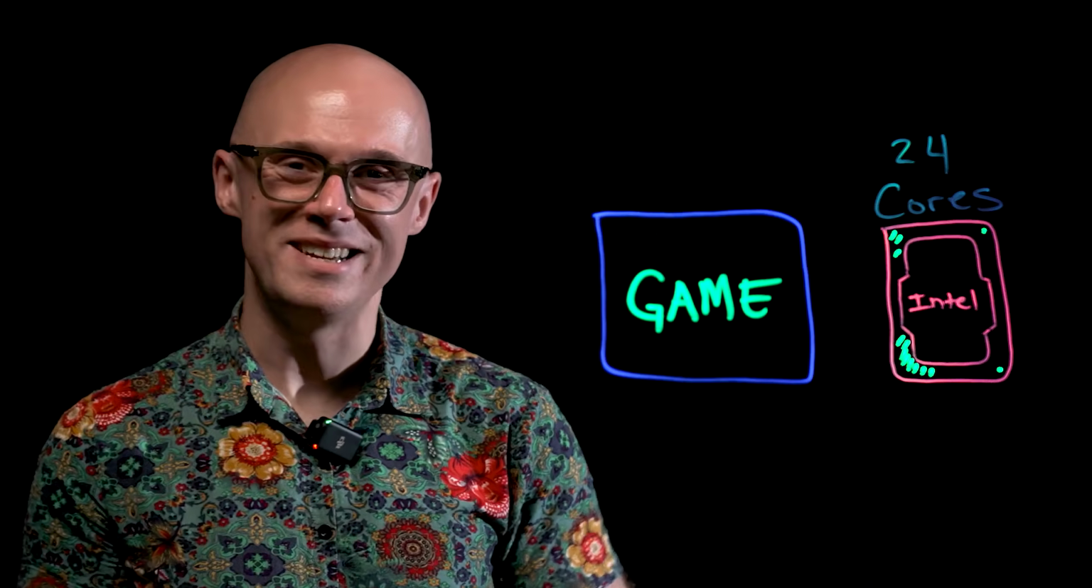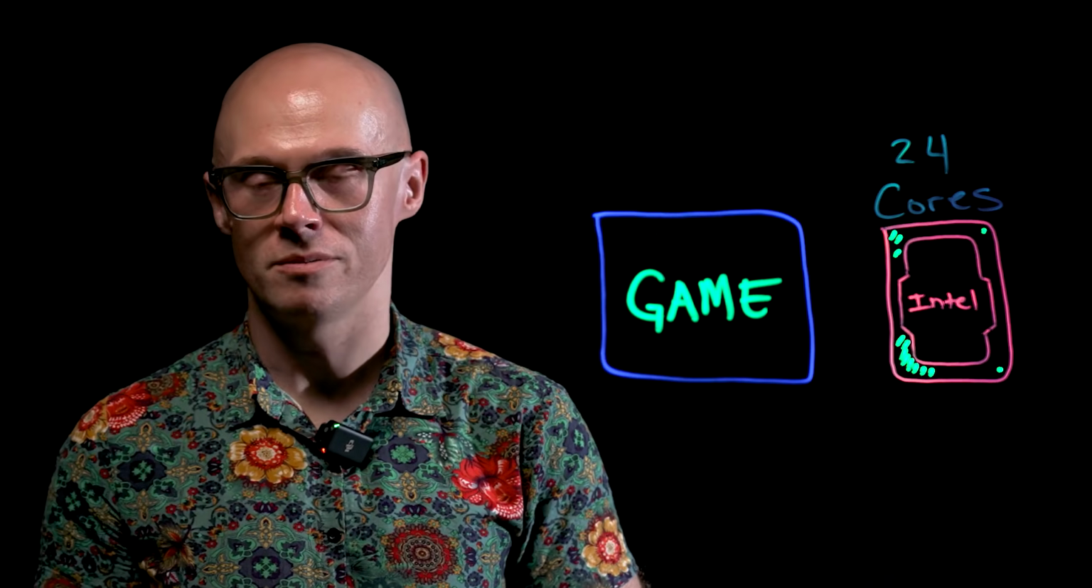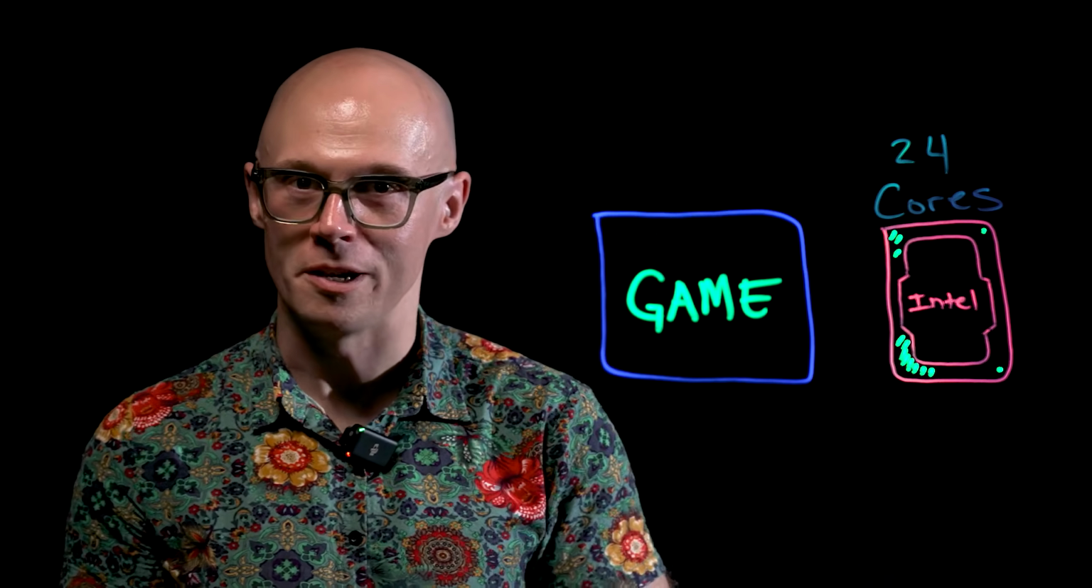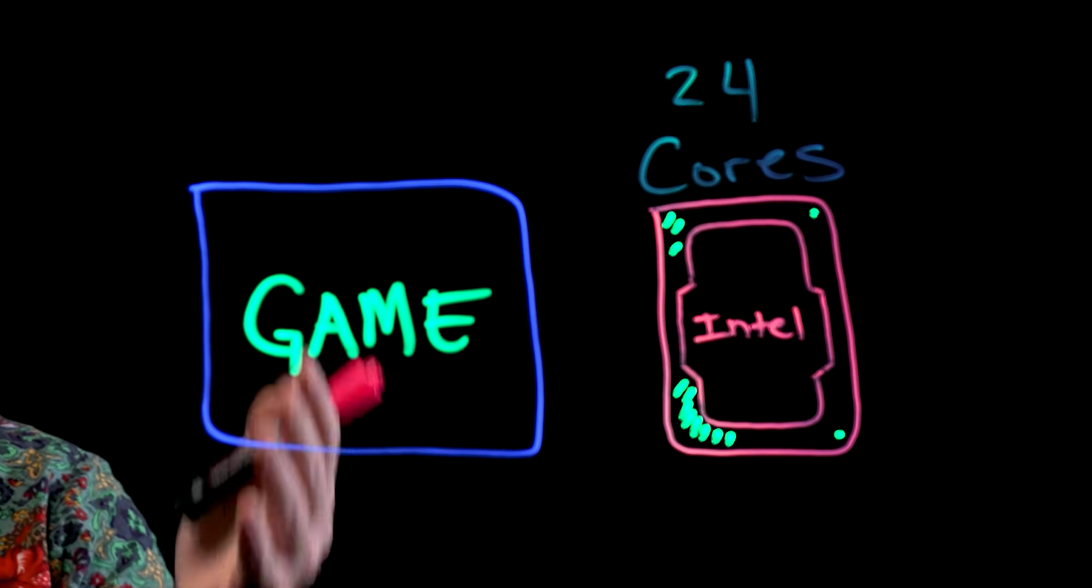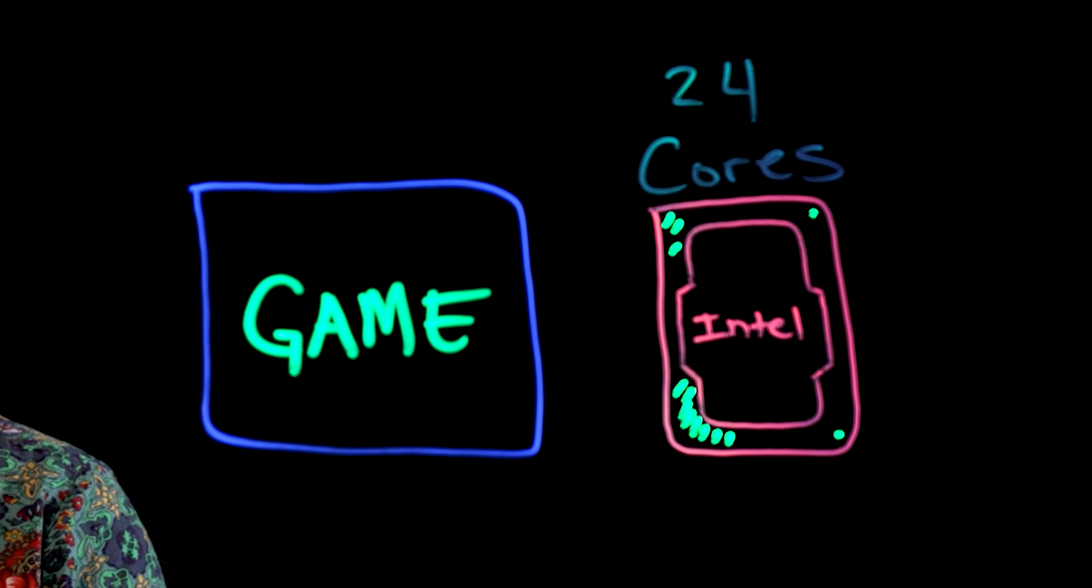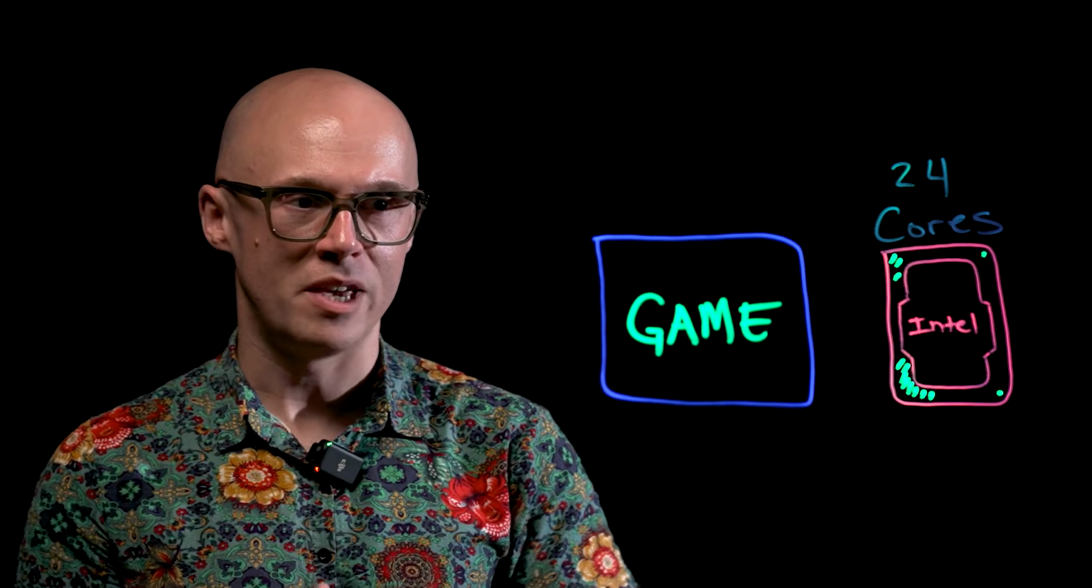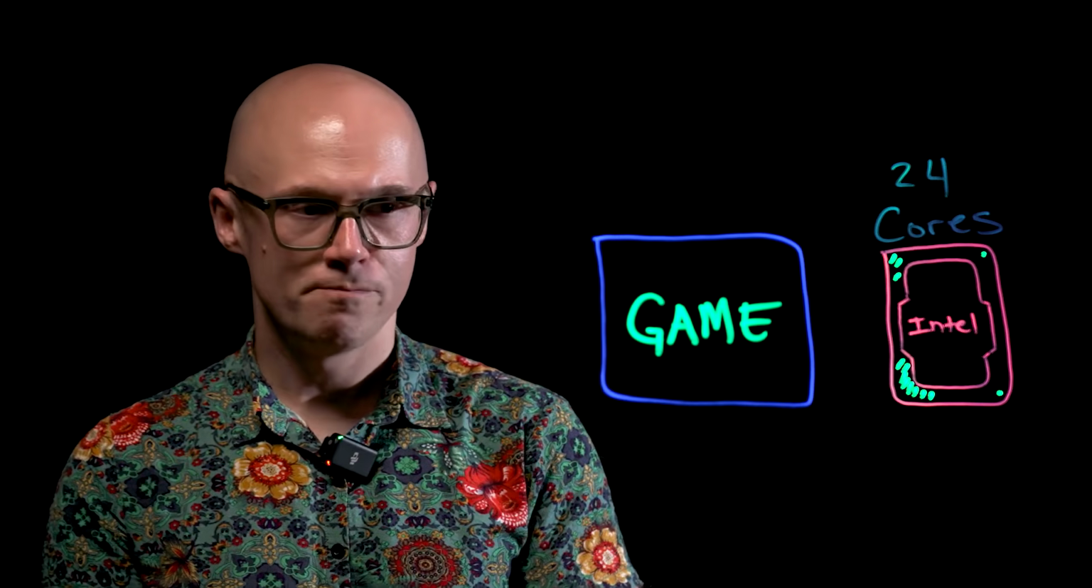Welcome to The Blueprint. We're here to talk about Intel Application Optimization, which we're just going to call APO. You can call it APO too. And what I've drawn here is a game, sort of, and a 24-core CPU, which in this case is the Intel Core Ultra 9 285K. Here's how APO works. Let's start with the basics.